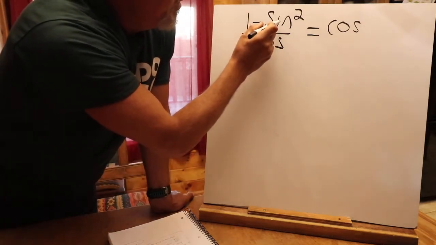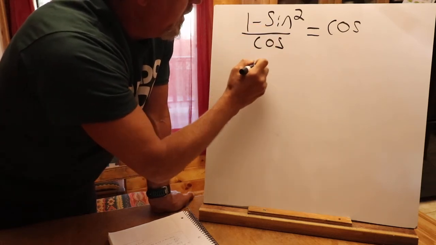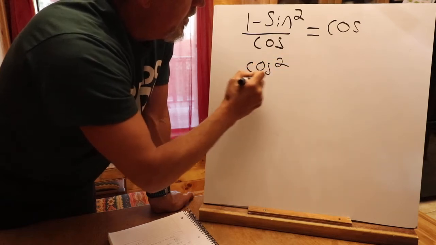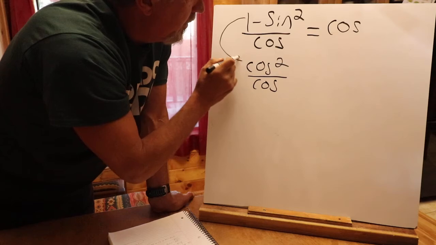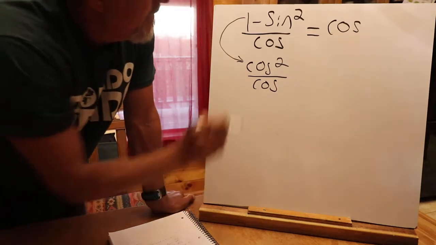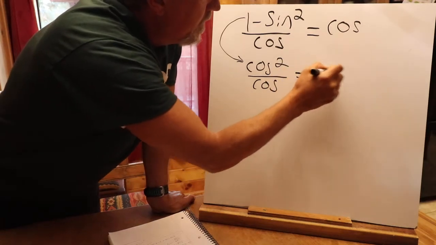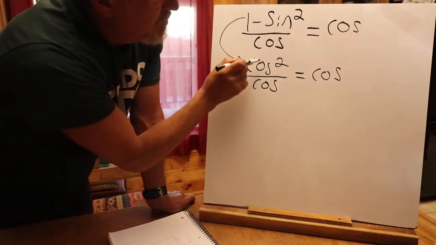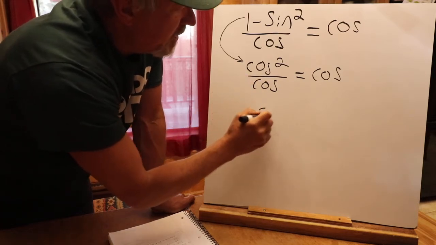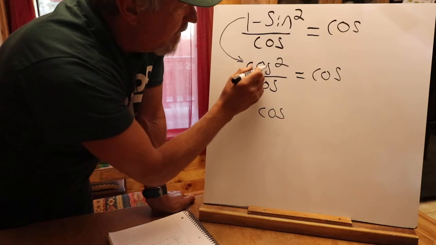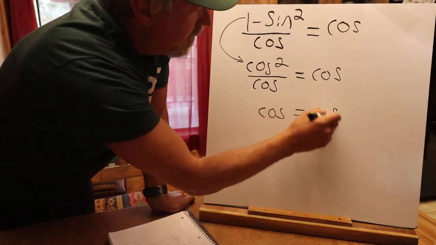1 minus sine squared, if you use the Pythagorean identity, is the same as cosine squared. So 1 minus sine squared turned to cosine squared. And then this cosine is the cosine I already had. So if I have two cosines on top of one cosine, one of them cancels, and I just get a cosine. Now the left side equals the right side.